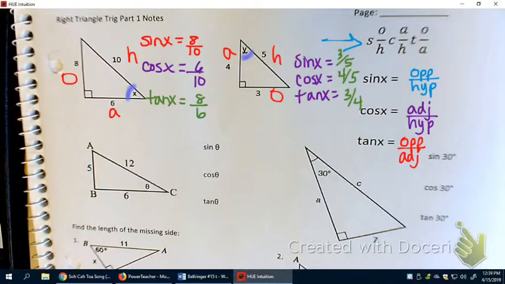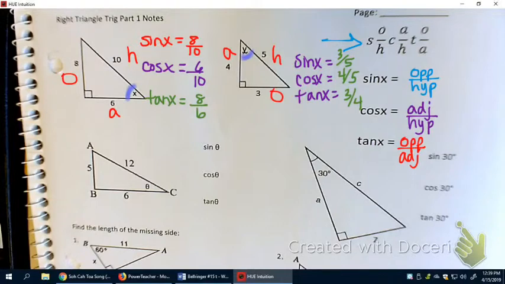Okay, next example, last one that doesn't have numbers on it. I want you to take this example, start with the angle that's down here. It's a fancy looking O, it's called a theta. And see if you can figure out what sine, cosine, and tangent are. I would label the triangle first.